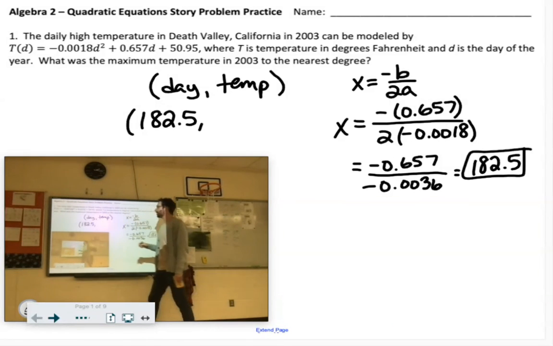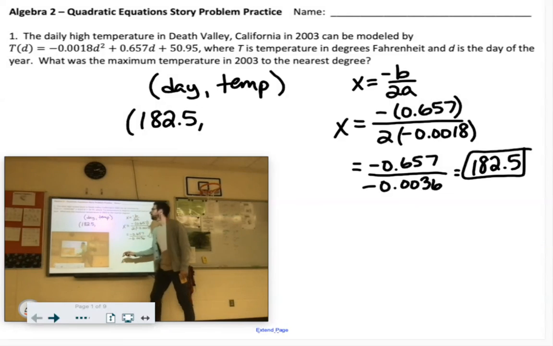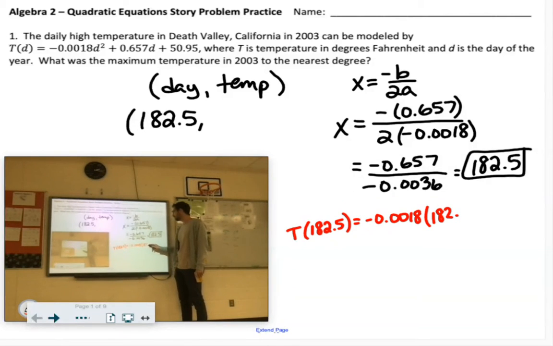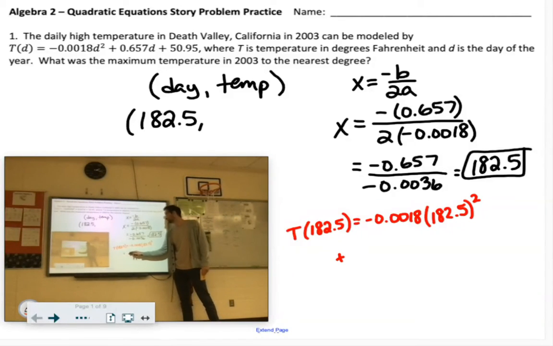So on the 182nd and a half day, let's see what the temperature was. So we got to substitute that back in. So T of 182.5 equals, oh man, this is going to be fun to put in the calculator. Can you imagine having to do this by hand? I'm even going to run out of room on this line, so I'm going to just start continuing down here.